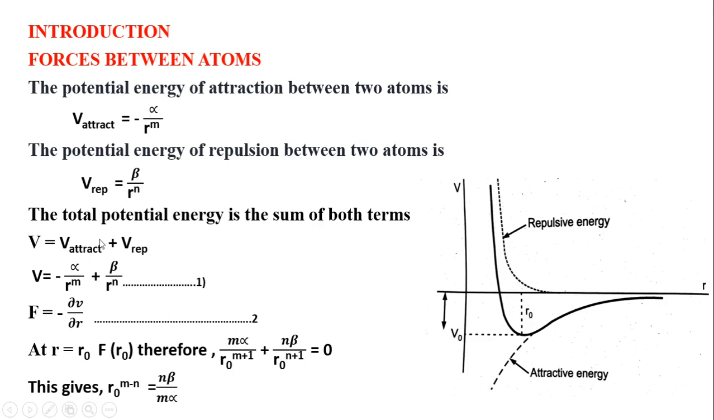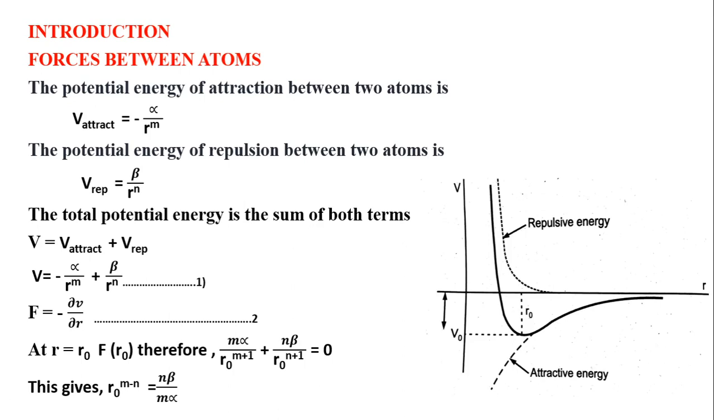V equals minus alpha upon r raised to m plus beta upon r raised to n. Equation number one, where alpha is the proportionality constant of attraction and beta is the proportionality constant of repulsion. This is a typical curve for the potential energy, binding energy, representing the interaction between two atoms. This is the repulsive force and this is the attractive force.